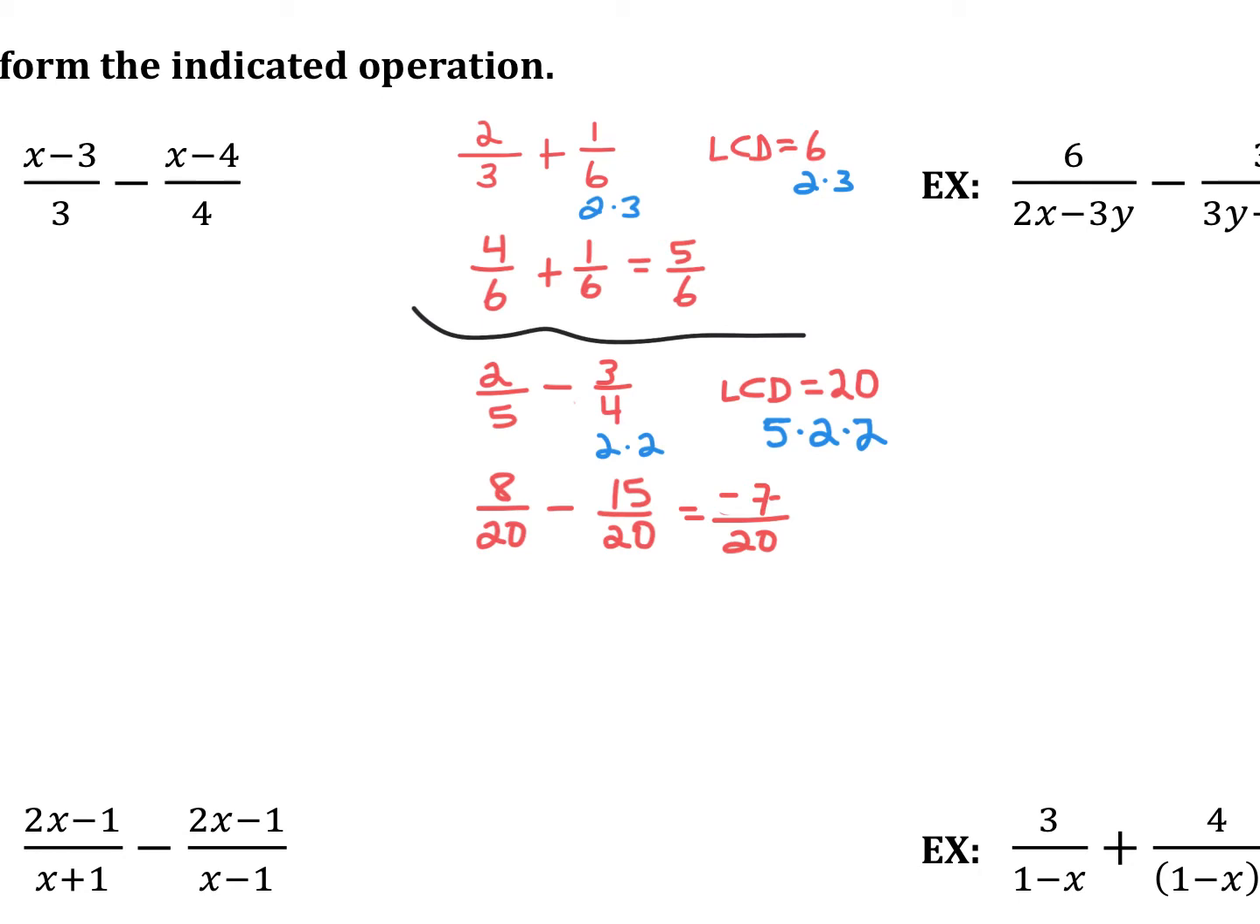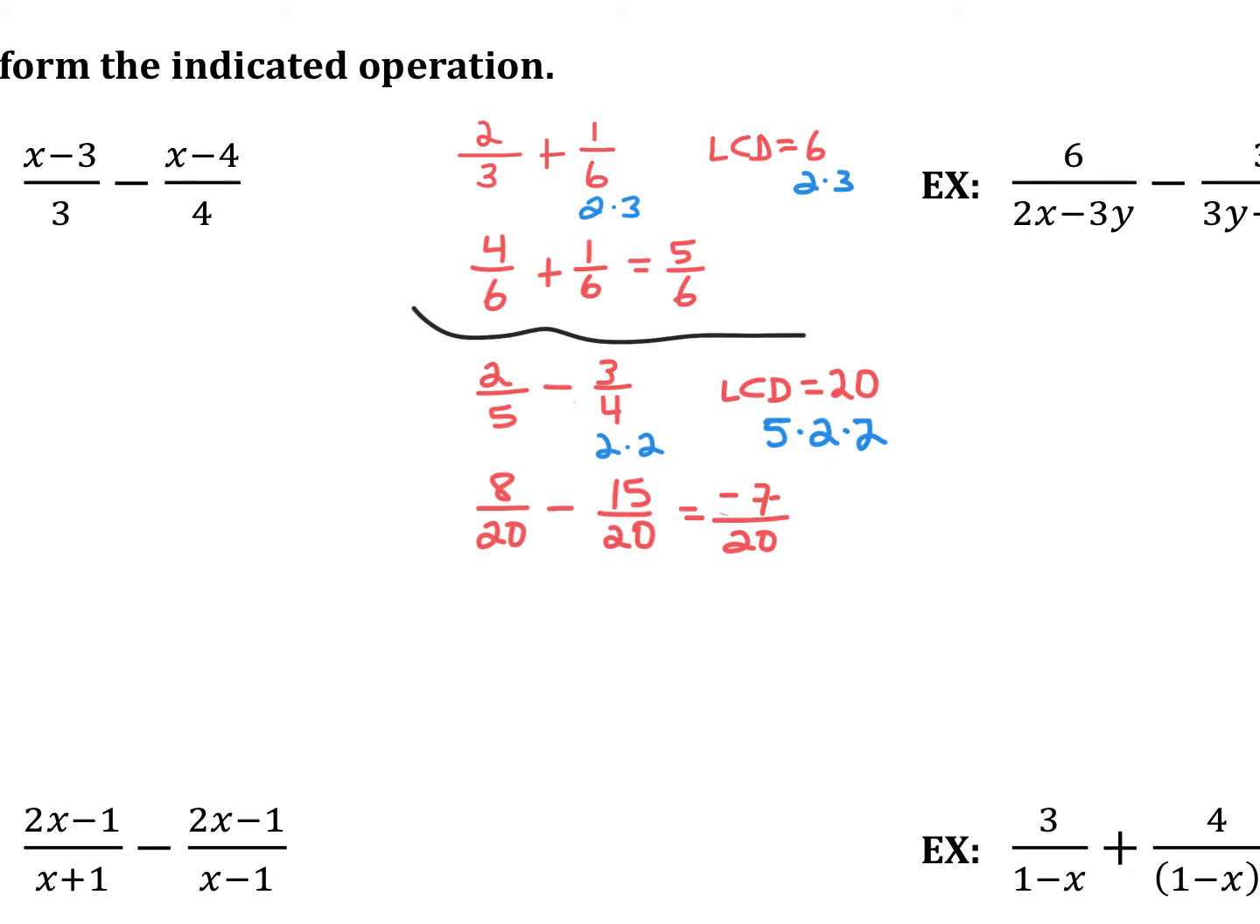Again, this process of thinking through it is what we're going to need when we add and subtract rational expressions. Now that we have a least common denominator for both of our fractions, we can add them. We keep the denominator the same, but we add the numerators. So 4 plus 1 gives us 5, and we keep that common denominator as is. Our final answer: 2/3 plus 1/6 is equal to 5/6.